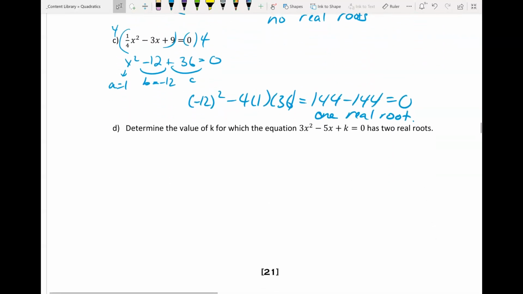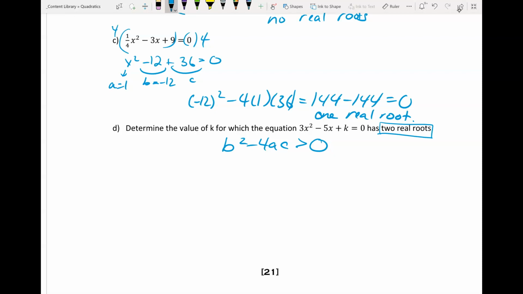And our last example is kind of different. We're given an equation and we're looking for the value of k, but we know that the discriminant will be greater than 0 because this quadratic function has 2 real roots. So our discriminant has to be greater than 0 for there to be 2 real roots. Now we're going to fill in some of the information we do know and then solve for k.